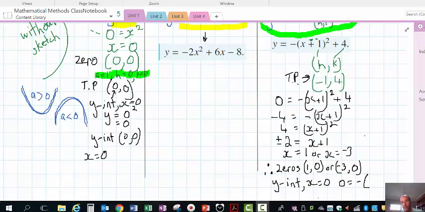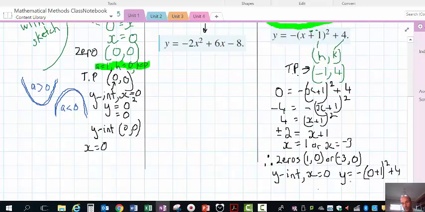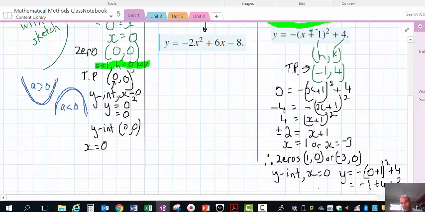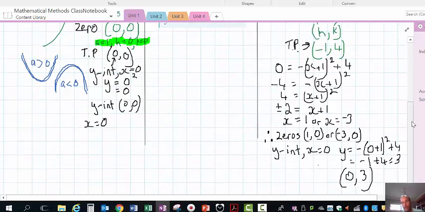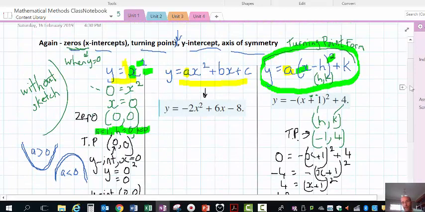So sub in 0 now. Sorry, y equals negative, so sub in 0, (0 plus 1) squared plus 4. So we've got negative of, 1 squared is 1, so it's -1 plus 4 is 3. So the y-intercept is the point (0, 3).